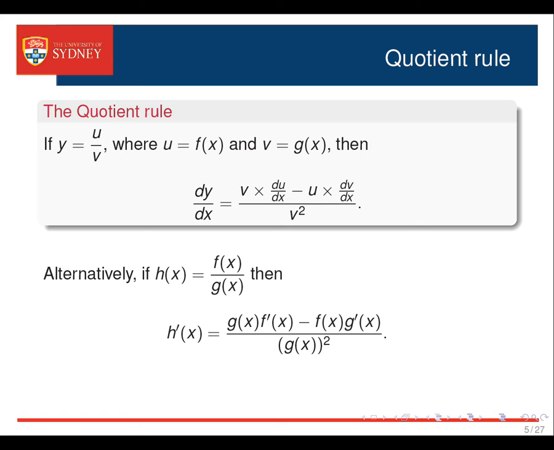If you prefer to call the numerator and denominator functions f and g respectively, then the quotient rule can be stated as g times f dash minus f times g dash all over g squared.